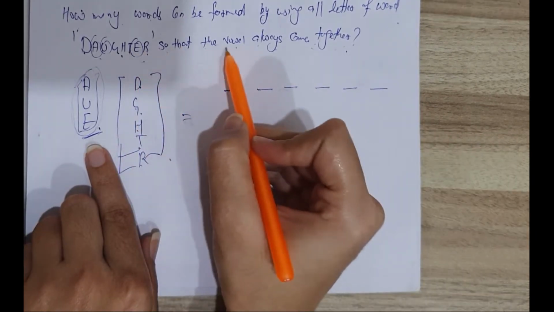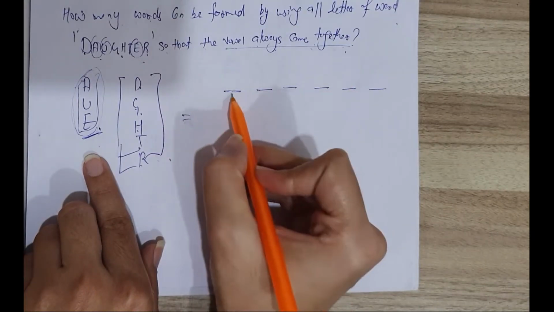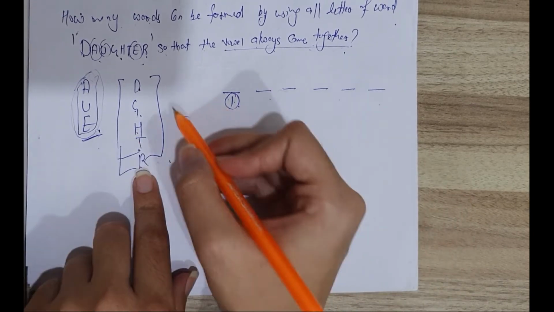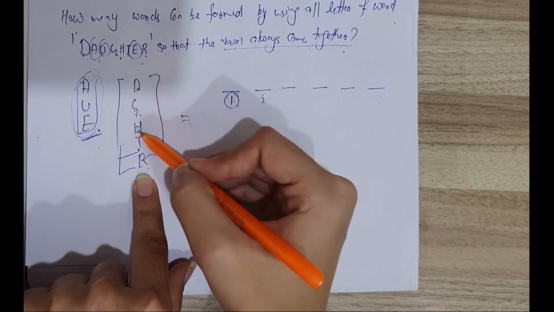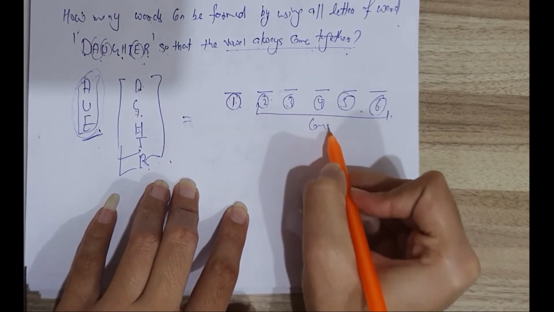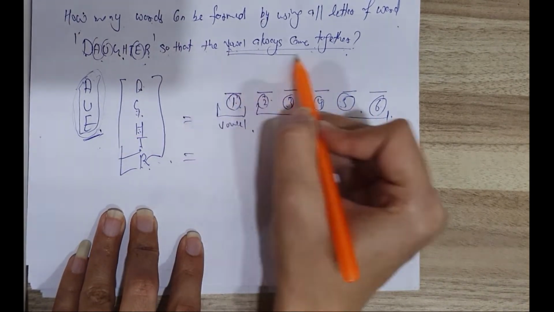Here they are saying that vowels should come together. So we group the vowels and give them one place. You can give them any one of the places, and the remaining places go to the consonants. How many consonants are there? 1, 2, 3, 4, 5. These 5 places are for consonants, and this one place is for the vowels, since the vowels should come together.